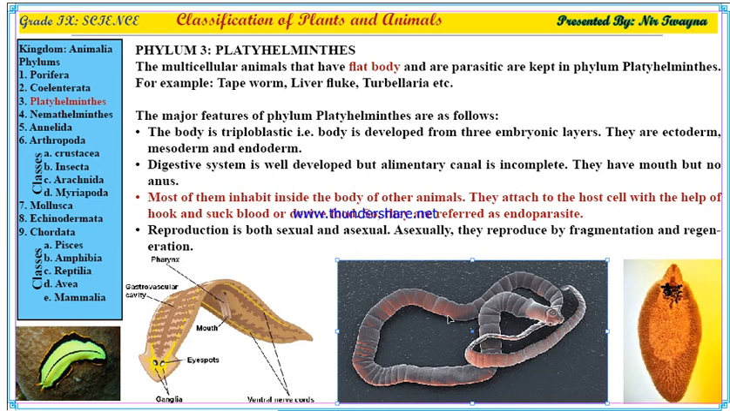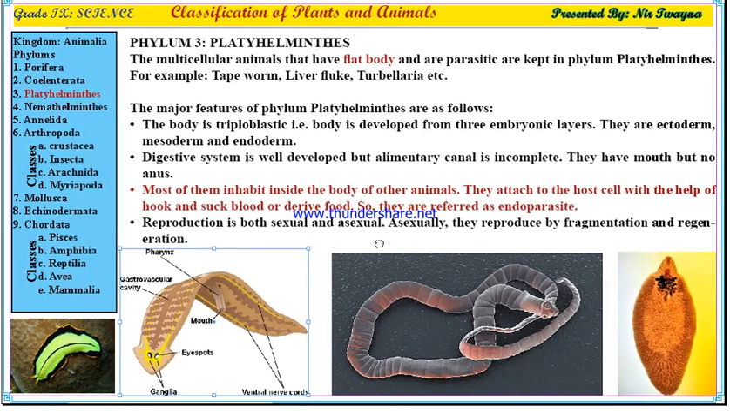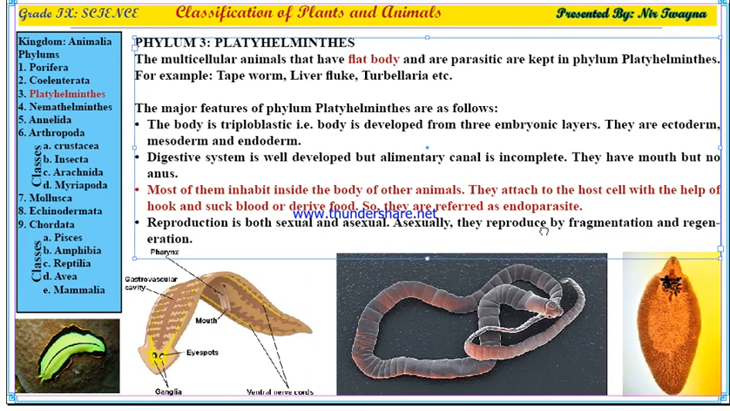Okay, be it tapeworm or liver fluke, planaria or turbellaria, whatever it is, if you cut them in half with an intention of killing them, they will not die. Instead, they will become two individuals. That is a nuisance, isn't it? They will not die, but they will become two individuals. Okay, that mode of reproduction is called fragmentation and regeneration.